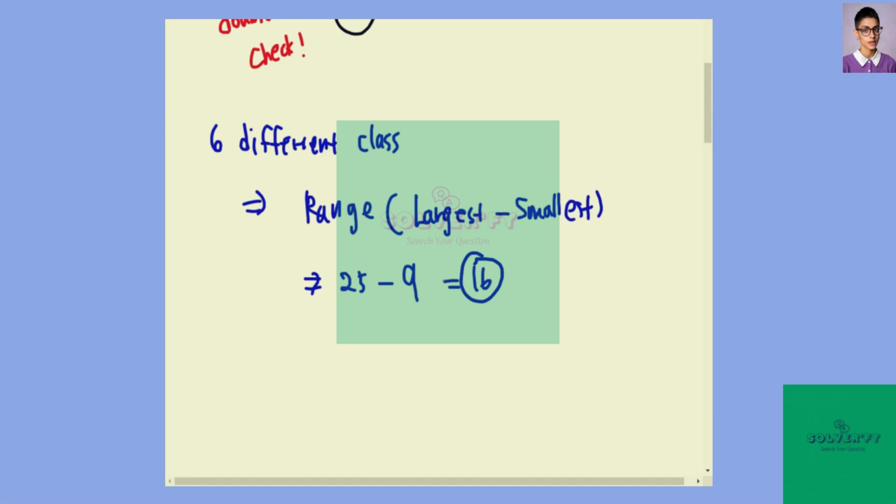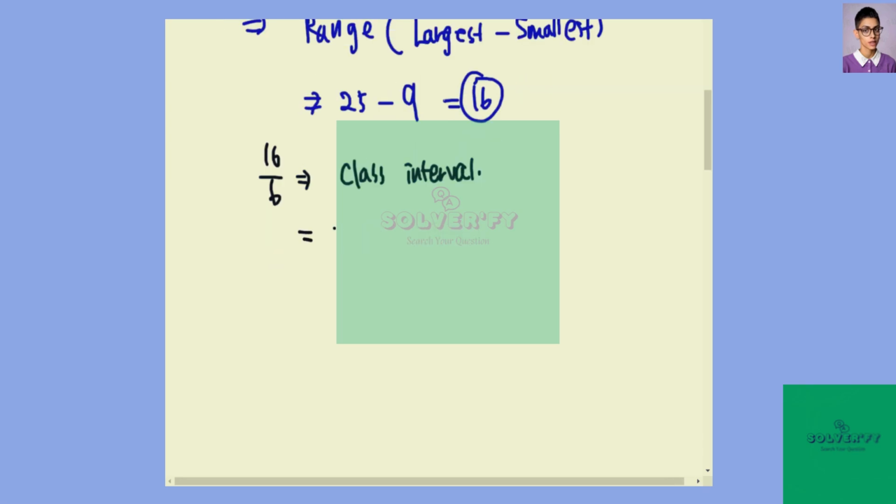So you have a range of 16, and since you want 6 different classes, you divide this 16, the range, by 6. It will give us the class interval. In other questions, it was given, but now you're going to have your own classes. If you divide 16 over 6, that gives us 2.5.